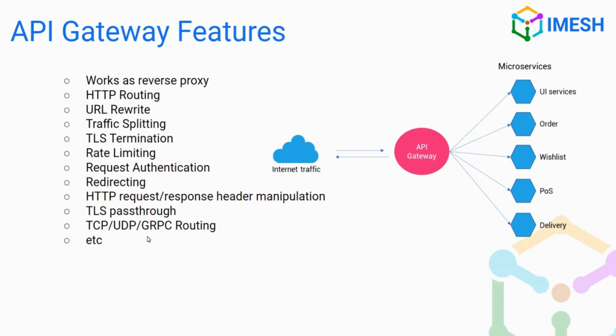As I was mentioning, it brings security as well. Then redirecting: if some URLs need to be redirected to another upstream cluster, that can also be done. Then request and response header manipulation, TLS passthrough, TCP routing, UDP routing, and even gRPC routing we can do. So these are the bare minimum features if any API gateway provides.